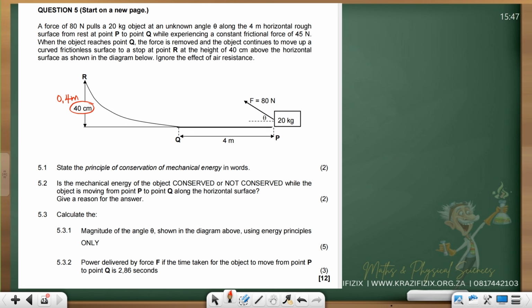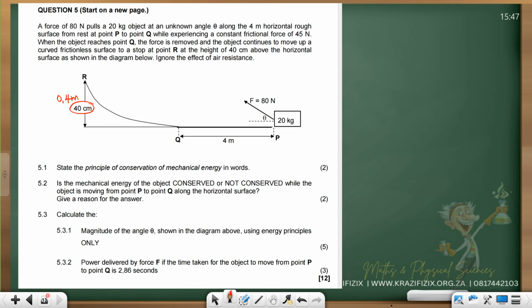Is mechanical energy conserved or not while the object is moving from point P to Q? Answer is no. Why? There's friction. The system is no longer isolated because friction is an external force. You see those questions? We get them quickly.